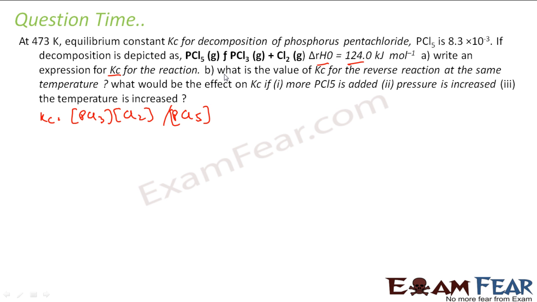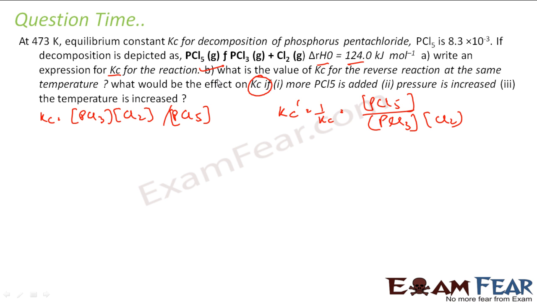Second part, what is the value of Kc for the reverse reaction? So just flip this, it will be 1 by Kc. That is nothing but the PCl5 concentration divided by the PCl3 concentration and the Cl2 concentration. Okay, this part is done.